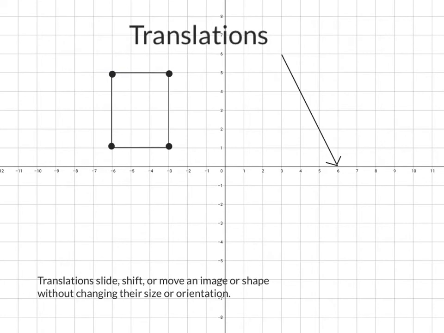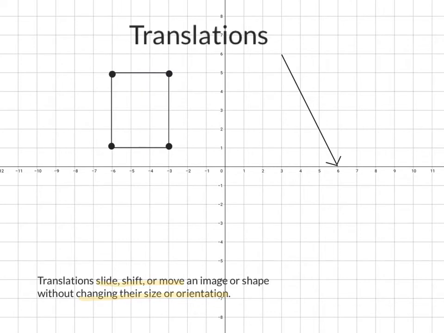All right, let's go over a review of translations. If you look down at the bottom, we have a definition that a translation will slide, shift, or move an image or shape, but it will not change its size, shape, or orientation, meaning that this rectangle that I have right here will translate by moving around the screen somewhere, but it will always be upright like this. It will always be 3 boxes across by 4 boxes tall, and it will never change its size or orientation, meaning it will remain the same. It's just going to move.